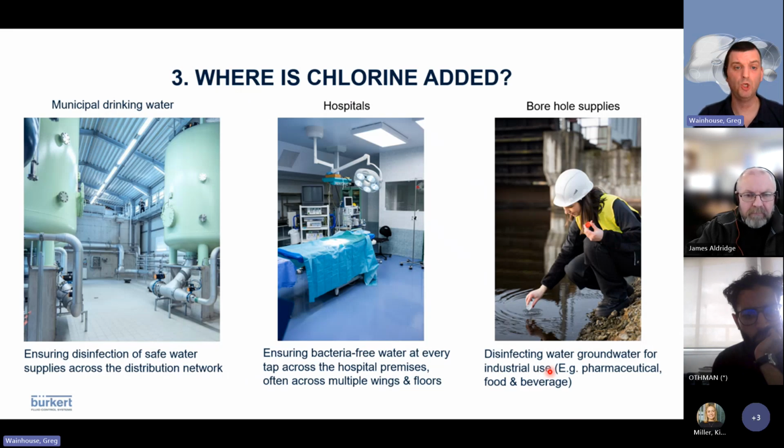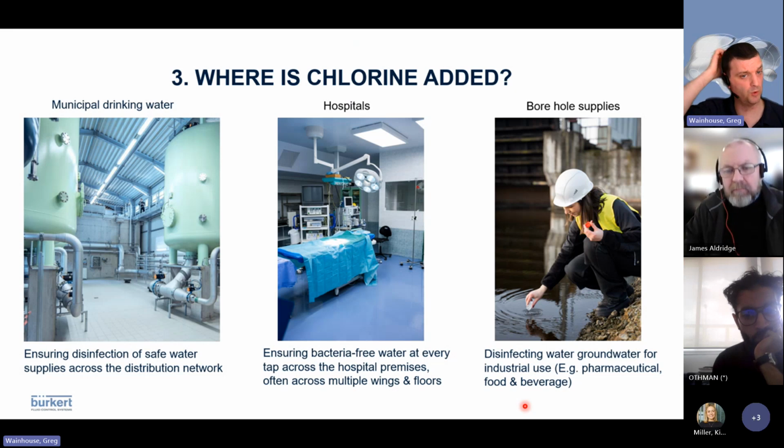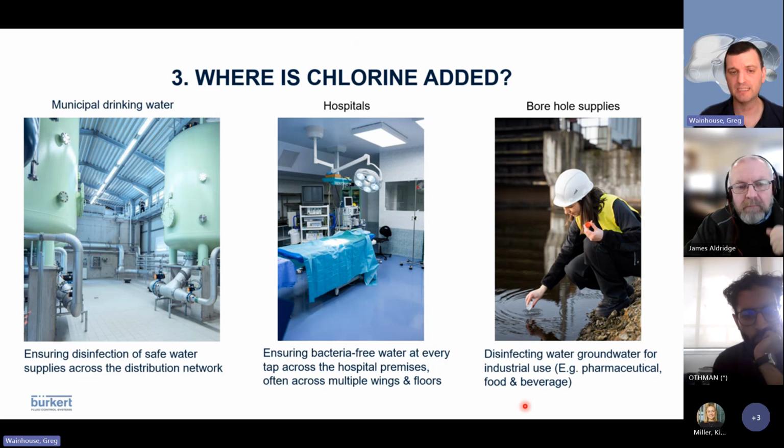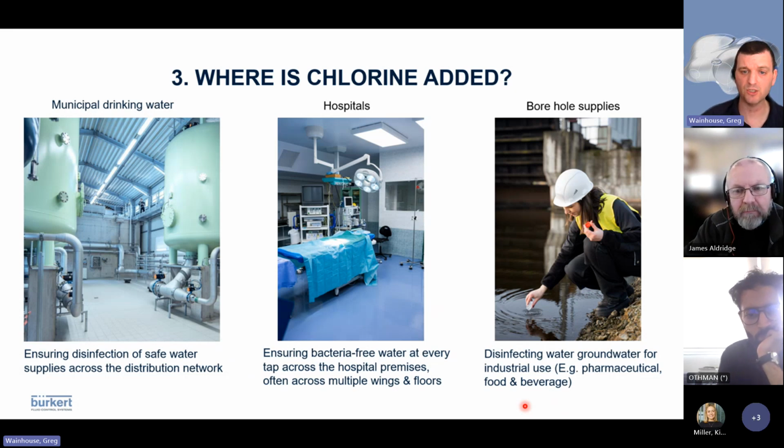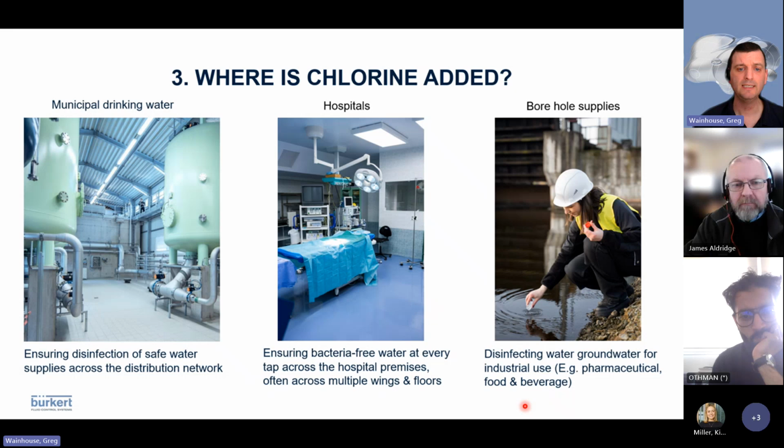So we'll go on to look at chlorine now. Where is chlorine added? We could be looking at anything like municipal drinking water supplies, hospitals, or even borehole supplies. Each one has its own requirement for adding chlorine. With municipal drinking water, you need to ensure complete disinfection across the distribution network, right up to the consumer's tap. Within hospitals, they want to control the amount of chlorine going across the hospital. Some of these hospitals can be very, very big.